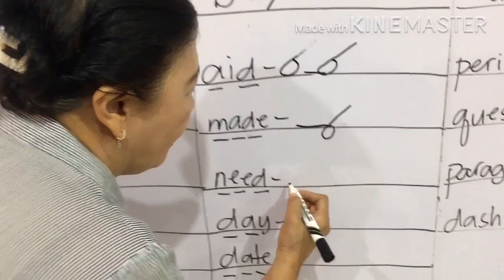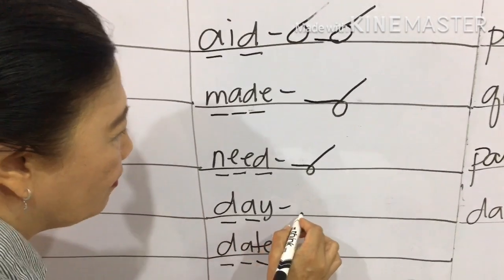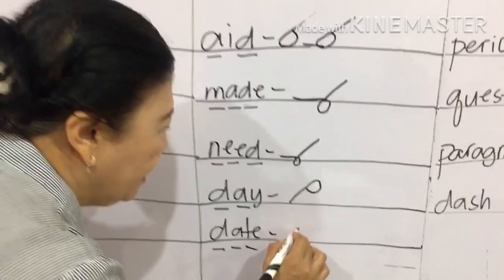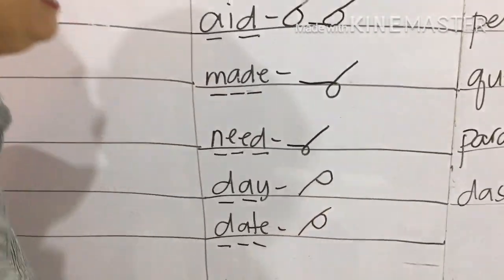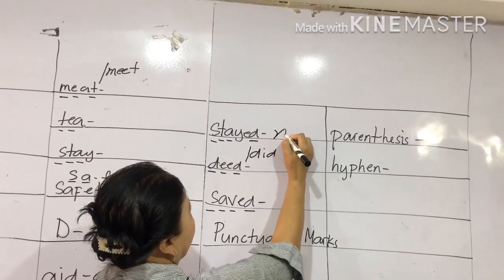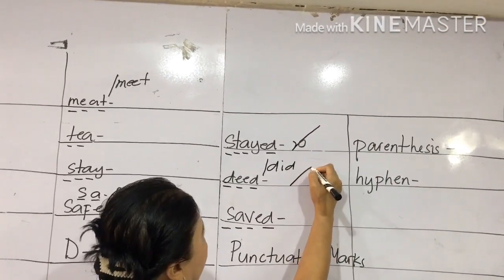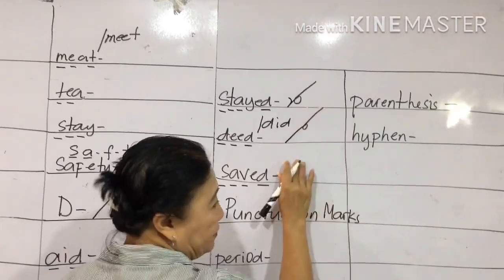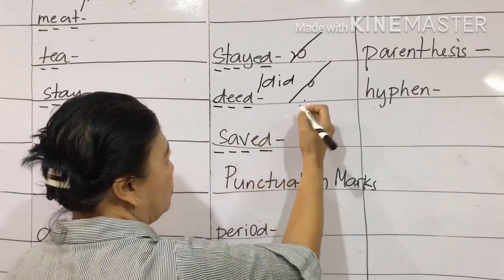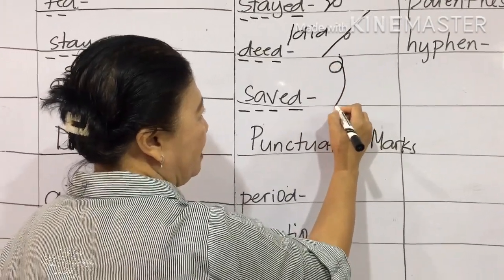For the need, we have N, then clockwise E and D. For the day, we have letter D, a half, and clockwise A. Date, we have D, then clockwise A and T. Stayed, we have right S, then the T, and A, and D. For did, this is a half, then clockwise E and a half. Save, start with the right S because the V occupies the whole space. So we have right S, then clockwise A and V, then D.